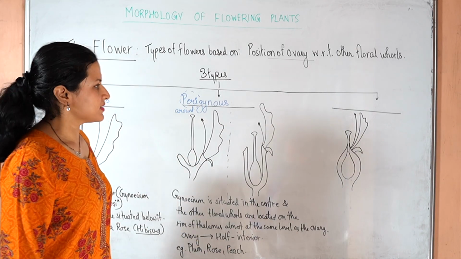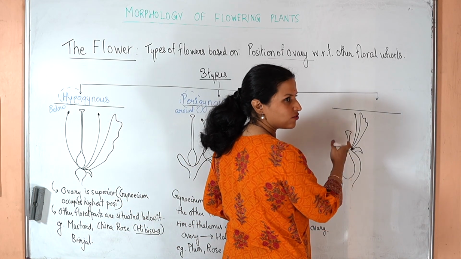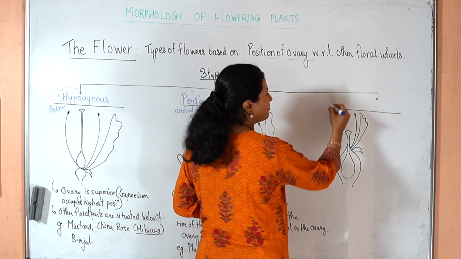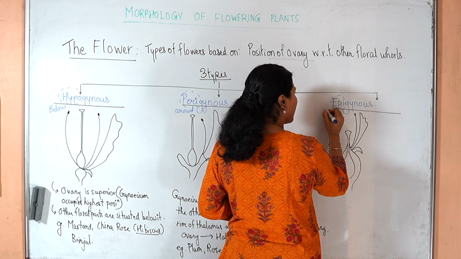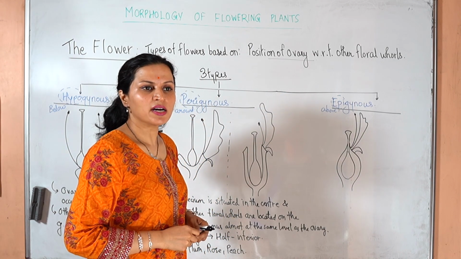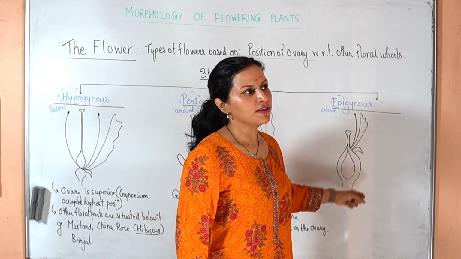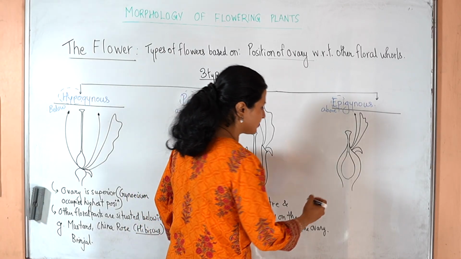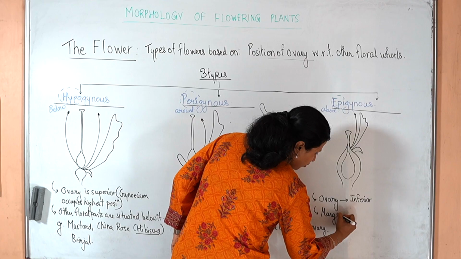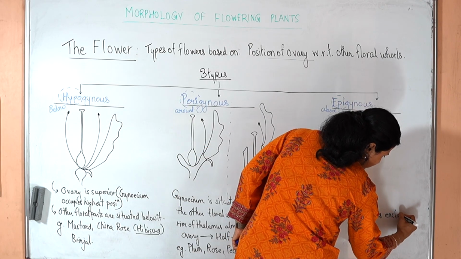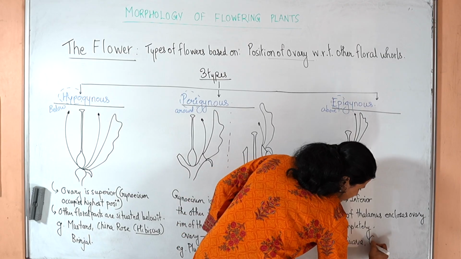Then in the third case, here you see that the ovary position is below the other floral whorls. This type of flower will be called an epigynous flower. Epi means above. Gynous means gynoecium, above the gynoecium. All the other floral whorls are above the gynoecium. The ovary is said to be inferior in this case. The margin of thalamus encloses the ovary completely. This will be seen in guava, cucumber.